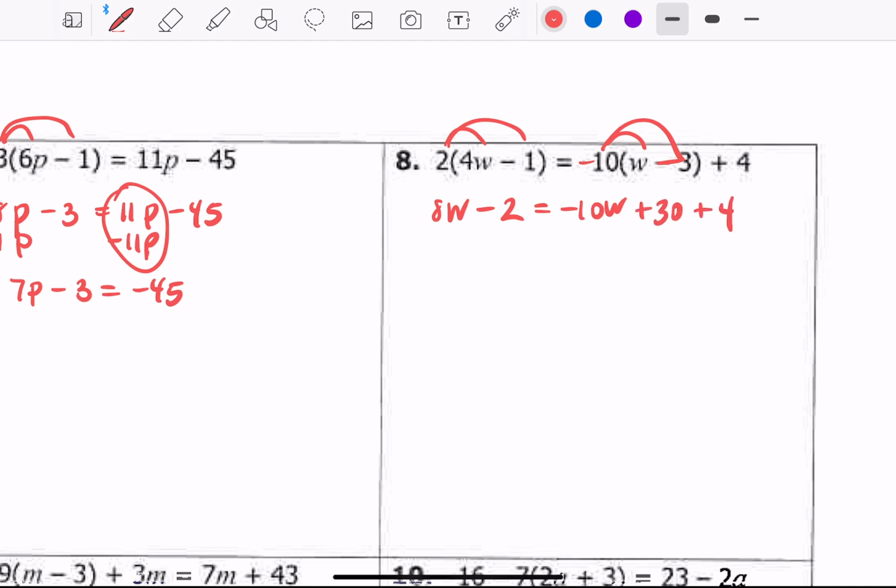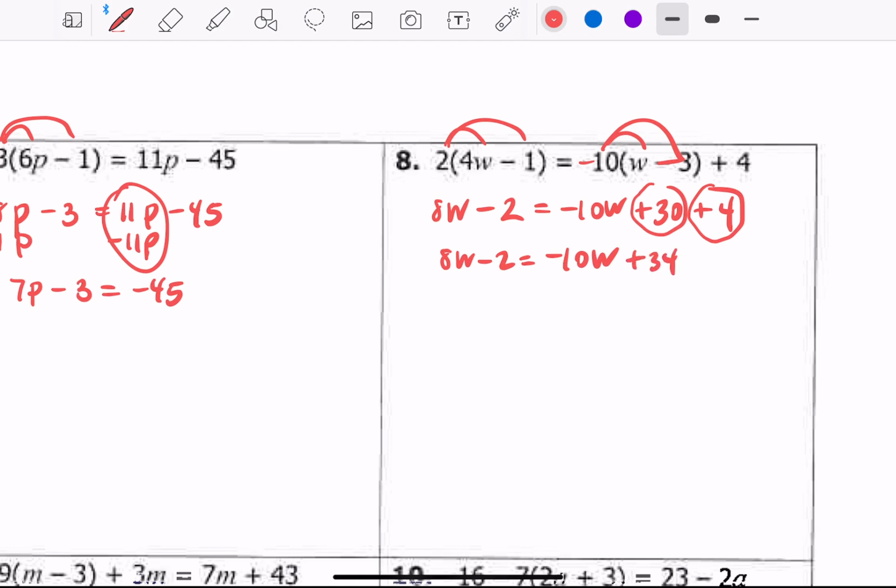Okay. Step 2, do I have any like terms? I do. I have this 30 and this 4 on this side that I can combine. On this side, I don't have any like terms. I'm just going to bring it down. But over here I have minus 10w, and then 30 plus 4 is 34.